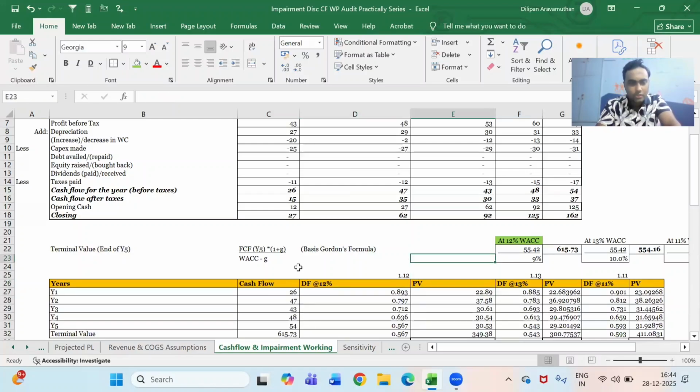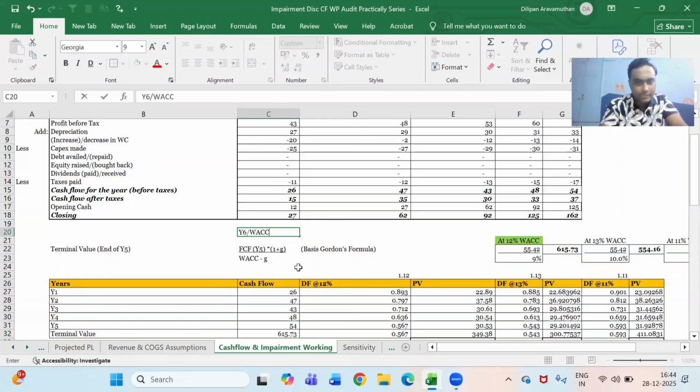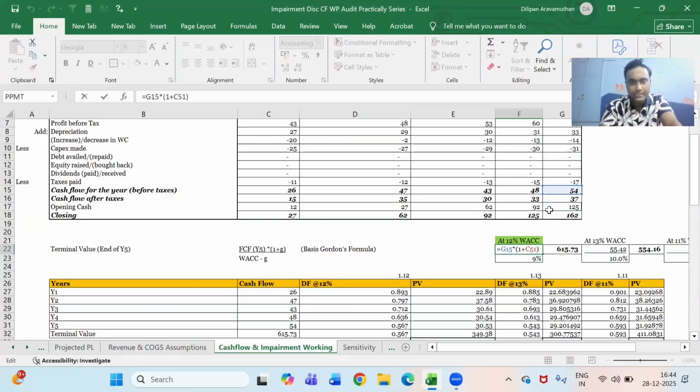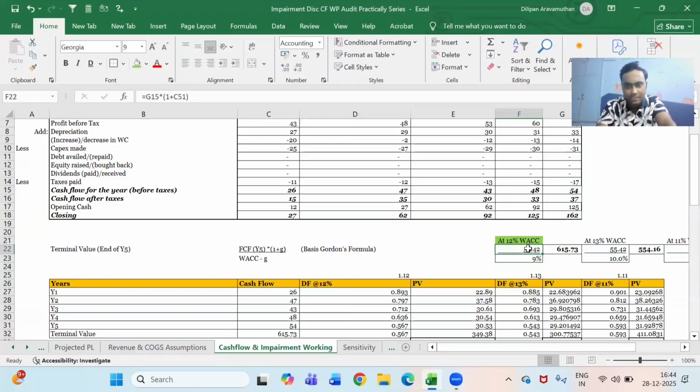For the terminal value, we use the Gordon's formula. What is the Gordon's formula? For year 5, it would basically be year 6 by WACC minus G. What is year 6? Year 6 is basically year 5 into 1 plus G, right? Perfect. Yes, sir. So year 5 cash flow before tax, we know that it is 54 before tax, into 1 plus growth rate, into 1.03, which you applied.